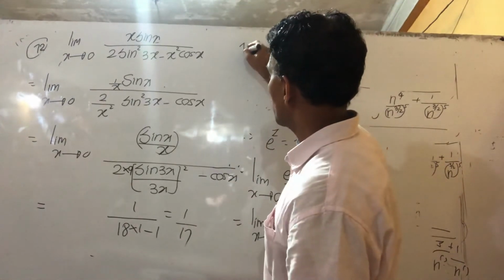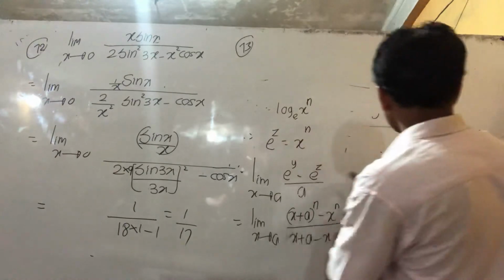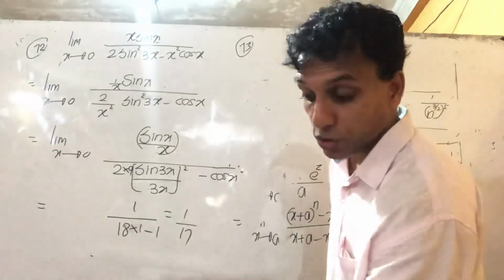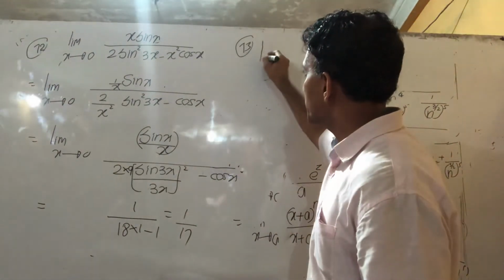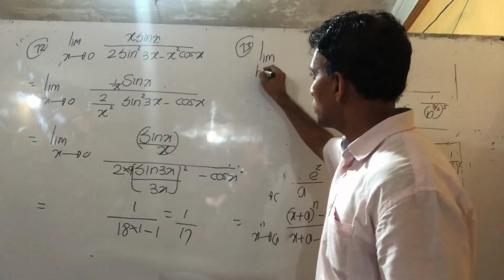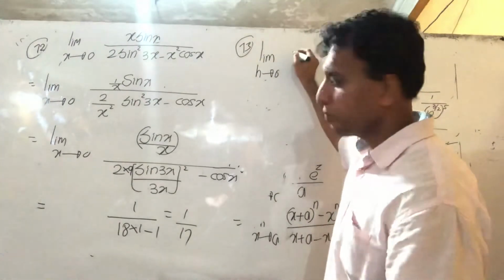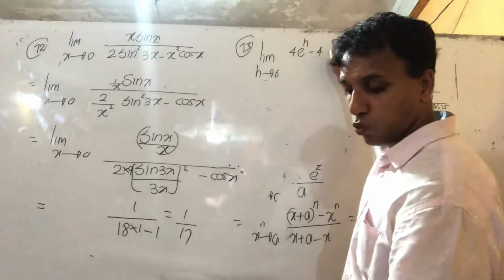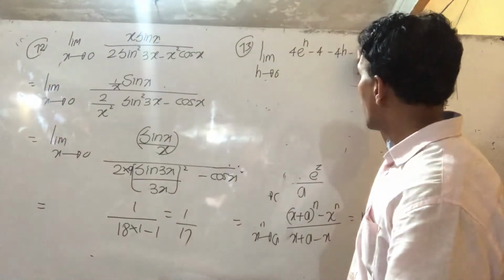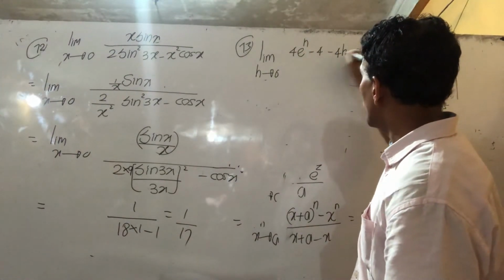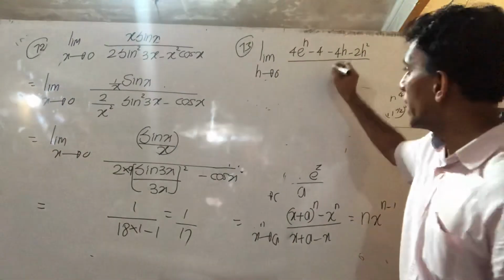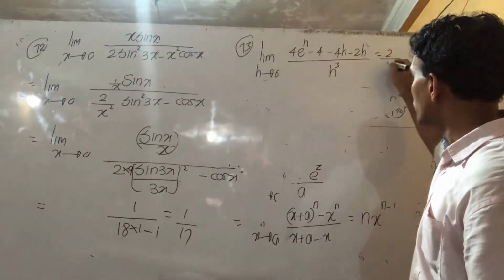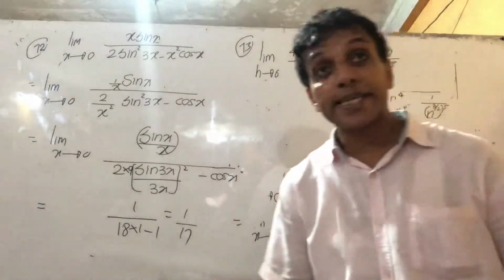Next problem 73. Show that, right, the question, show that limit h approach to 0, 4e to the power h minus 4 minus 4h minus 2h square over what? H cube, right? Equal 2/3. So we will show the answer is this.